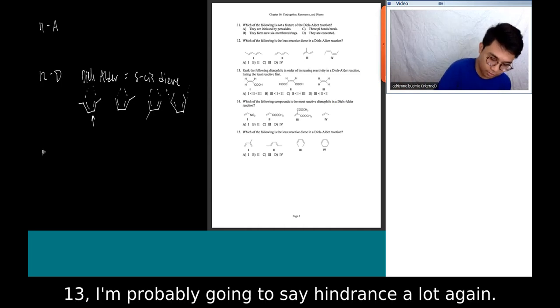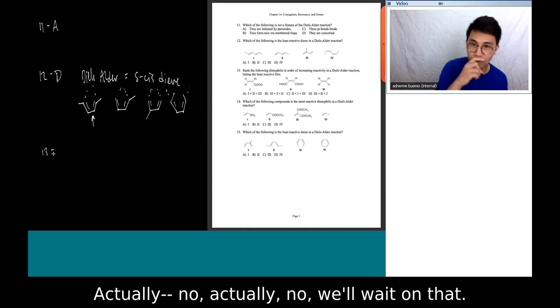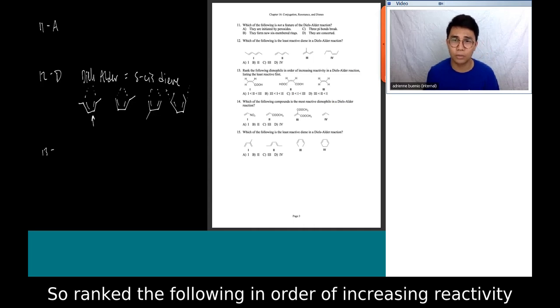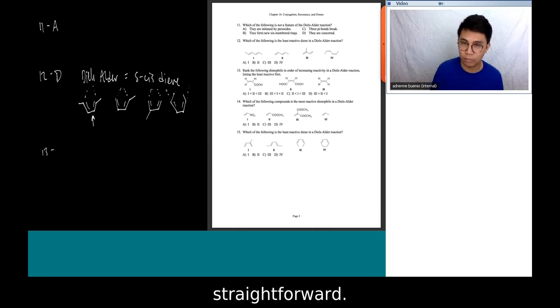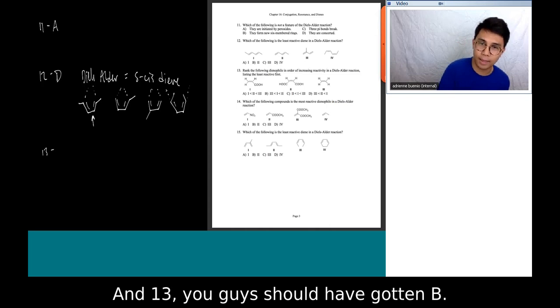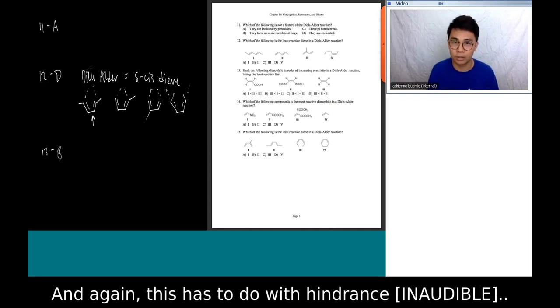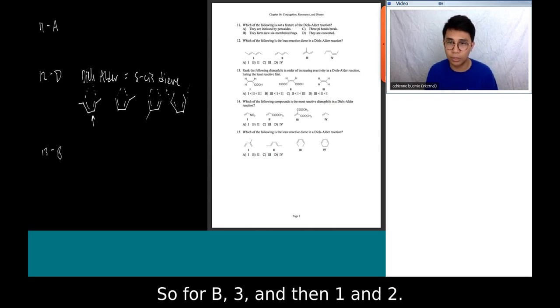13, I'm probably going to say hindrance a lot again. Actually, no, we'll wait on that. So: rank the following in order of increasing reactivity in Diels-Alder. So 13 is pretty straightforward. For 13, you guys should have gone B, right? And again, that's just with hindrance, things like that. So for B: 3, and then 1 and 2.